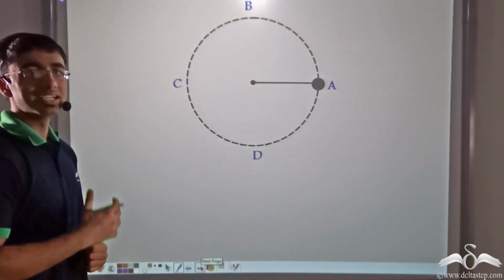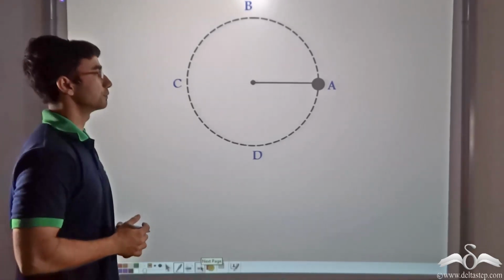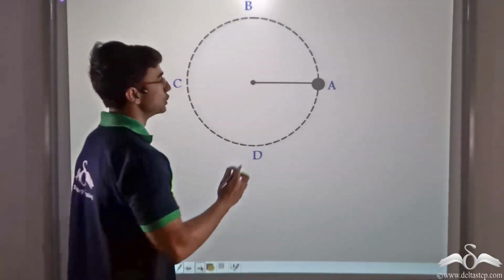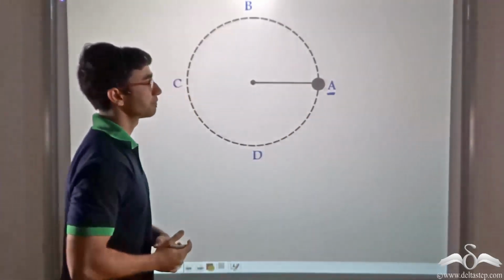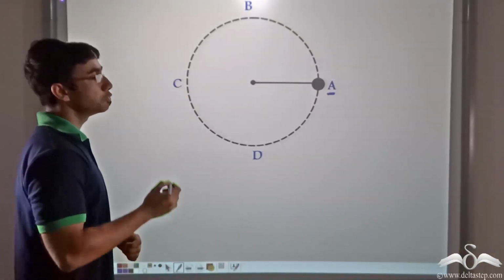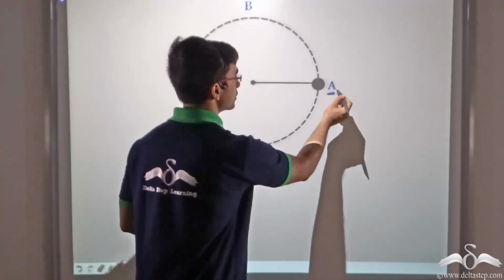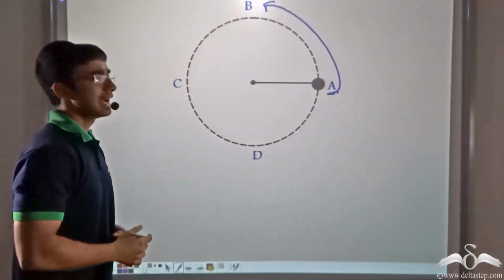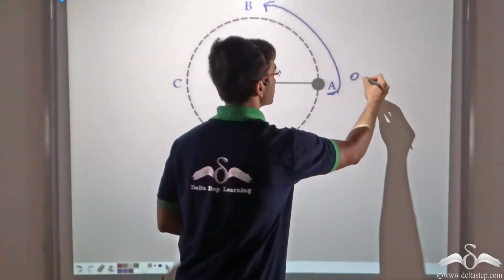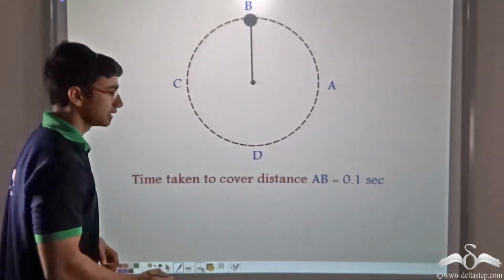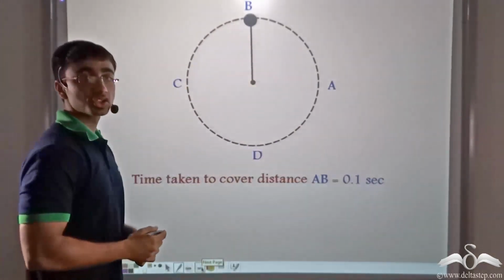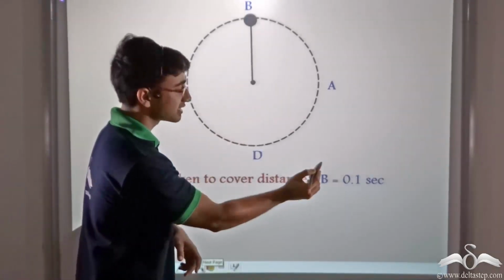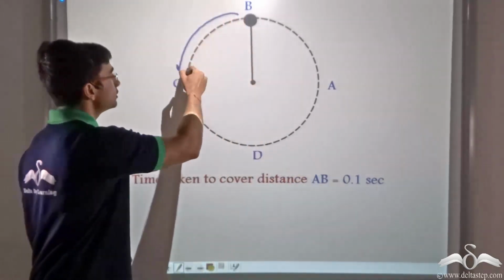Now let us talk about a slightly different scenario. Over here again we consider the same stone rotating in a circular path. So first we consider the stone at point A. Now if you take a stopwatch and you measure the time for the stone to reach from position A to position B, let's say that the stone takes 0.1 seconds. That is, in covering distance AB, the stone takes 0.1 seconds. You will be surprised to know that the stone takes the same amount of time to cover position B to C.